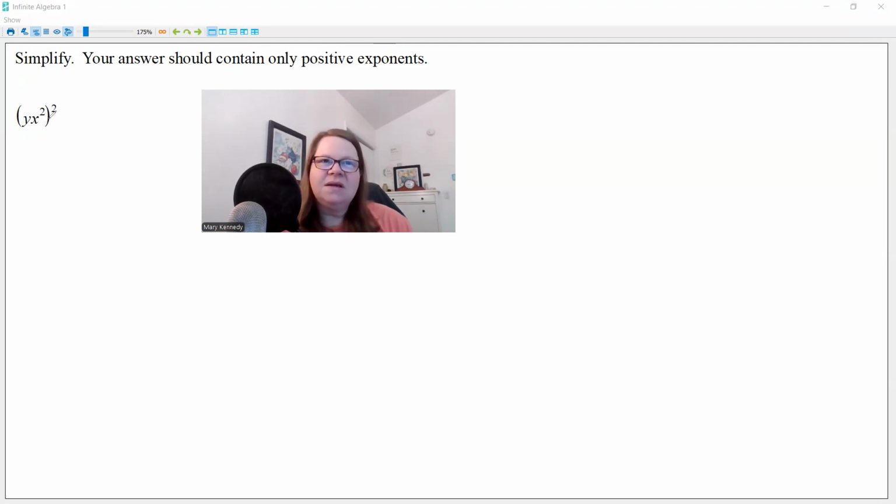So the biggest thing, I guess, is to recognize that this y is not squared right now. It is y to the first. So we have y to the first, x squared, and all of that is squared.